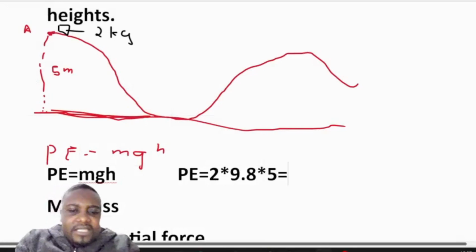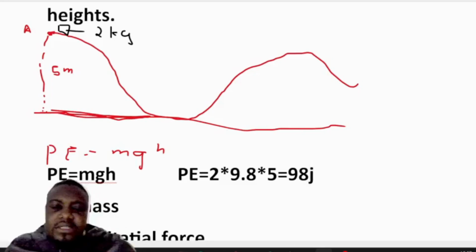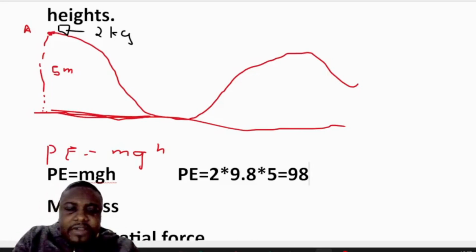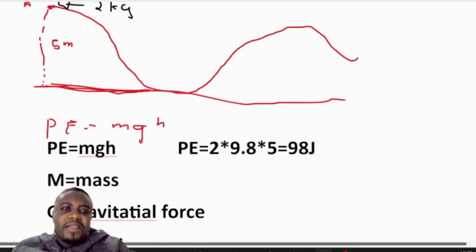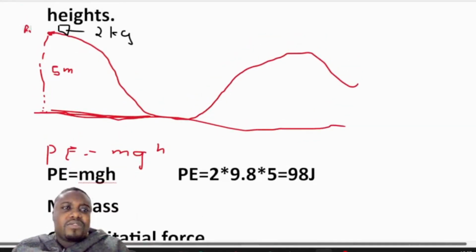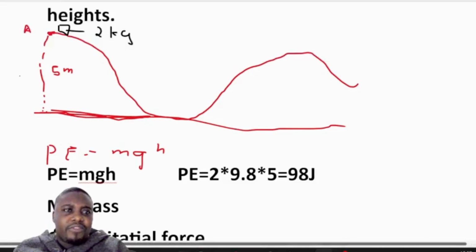It's 98 because it's energy. The unit of energy is joules. So it's going to be 98 joules, J. Now that we have calculated, you will see that in this graph here, as we are moving in this graph, let's say we are moving in this graph.